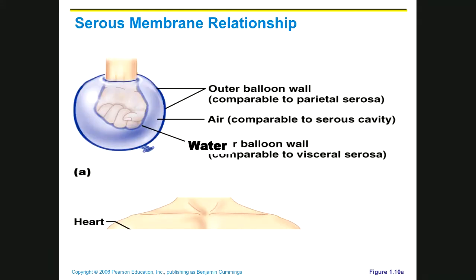So here's the same thing, but let's pretend it's not air in the balloon, it's water in the balloon. So there's water in there, right here. But still, we've got two layers. We've got a visceral layer that touches the organ. And we've got a parietal layer, which does not touch the organ. And then in between, we've got this space, this cavity, where there, in this case, is water. That's exactly what it's like.